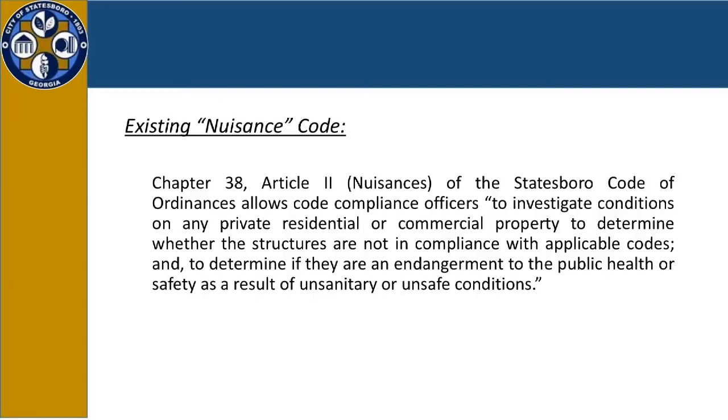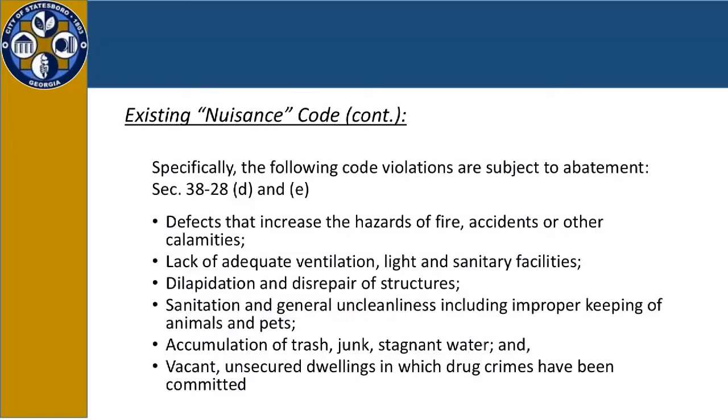Specifically, the code violations that are subject to abatement include the following: defects that increase the hazards of fire, accidents, or other calamities; lack of adequate ventilation, light, and sanitary facilities; dilapidation and disrepair of structures; sanitation and general uncleanliness, including improper keeping of animals and pets, accumulation of trash, junk, and stagnant water; and vacant, unsecured dwellings in which drug crimes have been committed.